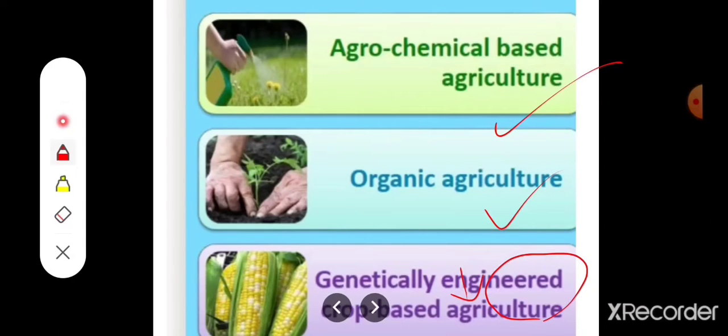But before that, let us see what is the benefit of agrochemical based agriculture, and what are the effects of this also. What harmful effects do we obtain due to agrochemical based agriculture, and we will see what the useful effects are also. So let us see about that first.